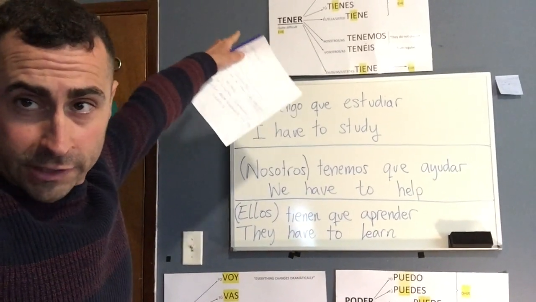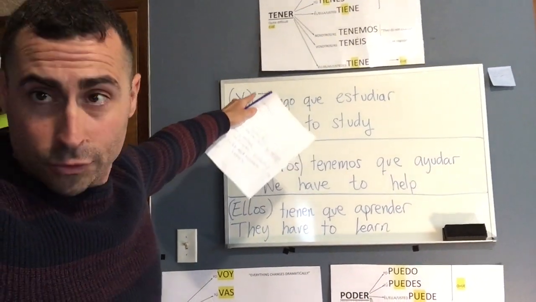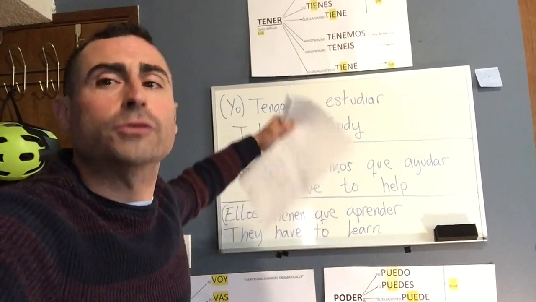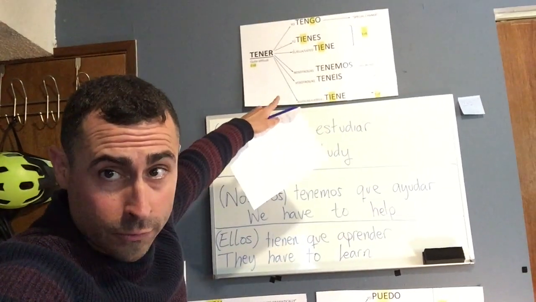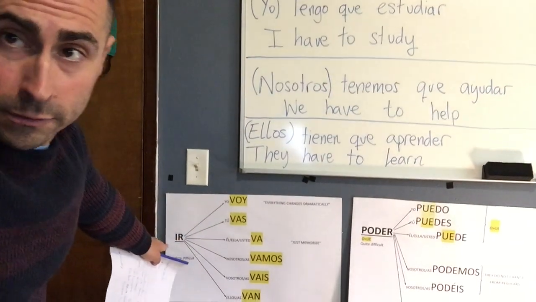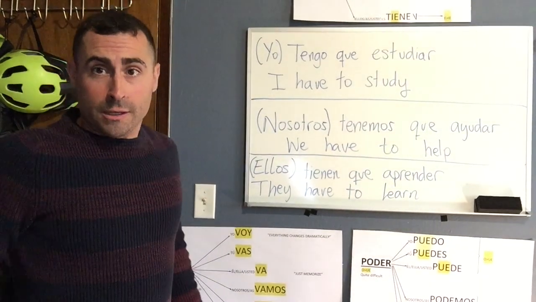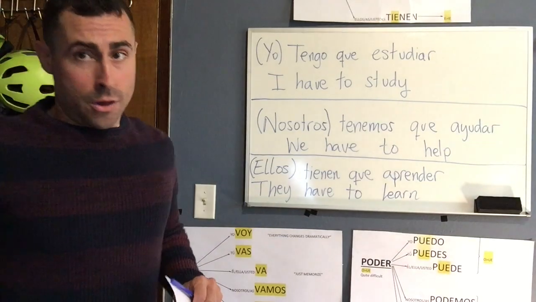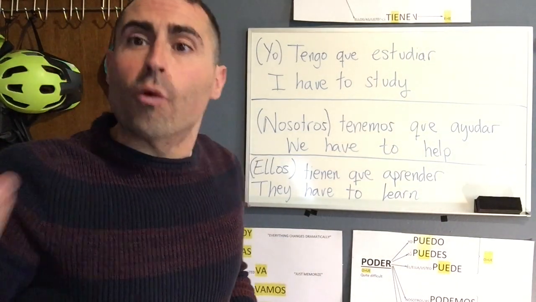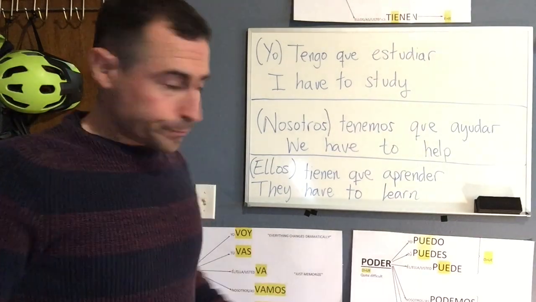Tener que plus infinitive, which is to have to, so I have to study, she has to help, we have to learn. That is going to be the grammar with that one. Here we have another grammar, ir, and this is going to be, attention here, I am going to study, she is going to learn, they are going to find. Then we need more vocabulary in the future. But first, let's start from the constructions, okay?